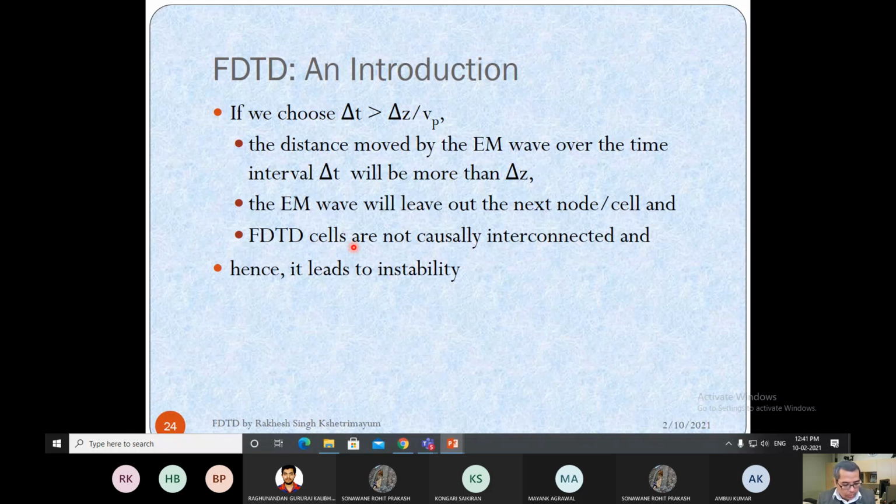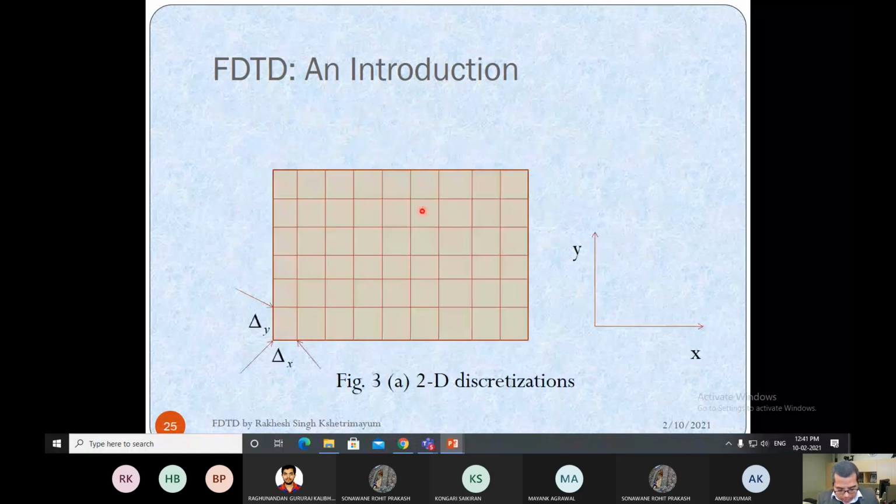We'll show you a simulation of what result we will get after taking delta t greater than delta z by v phase. But let's see how much time the wave will take to go from one cell to another cell.